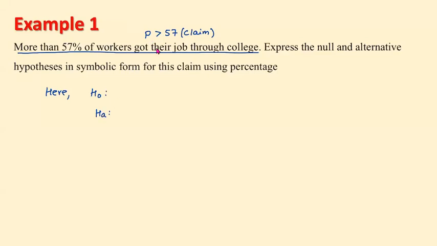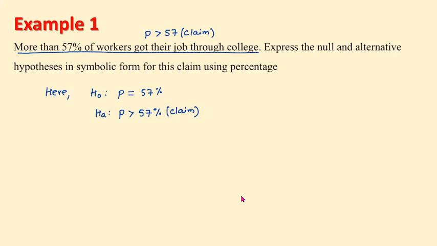So we can say p is greater than 57%. That's our claim. We are asked to write with percentage. That's why we are using 57%. And the null hypothesis is p is equal to 57%, because in the null hypothesis, we use equal to sign. This is one way of writing.